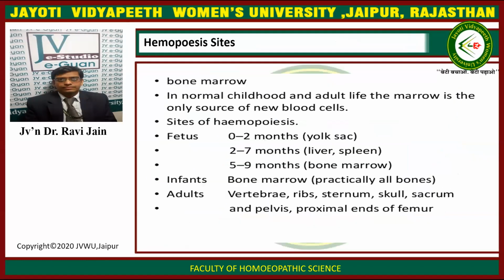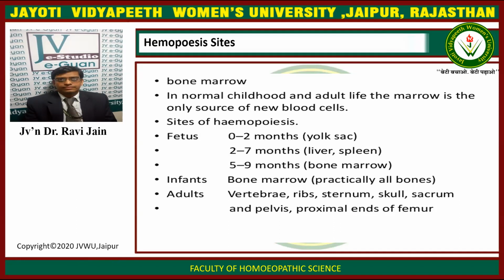Now let's learn about the various hemopoiesis sites in the body where the formation of blood cells takes place. The most important and the most common is the bone marrow. In normal childhood and adult life, the marrow is the only source of new blood cell formation. We will be discussing the sites of hemopoiesis at different ages.